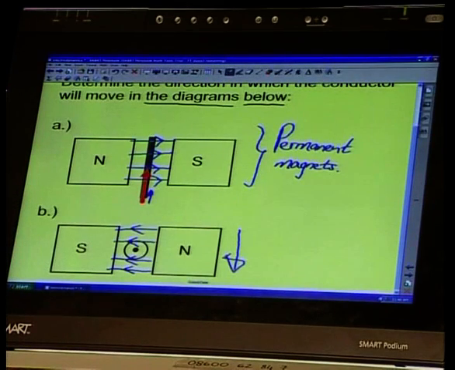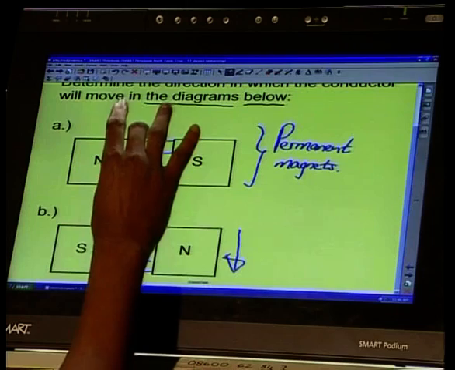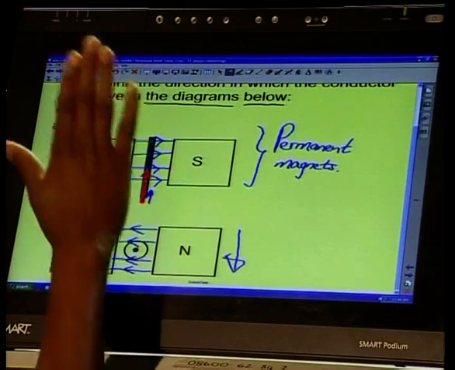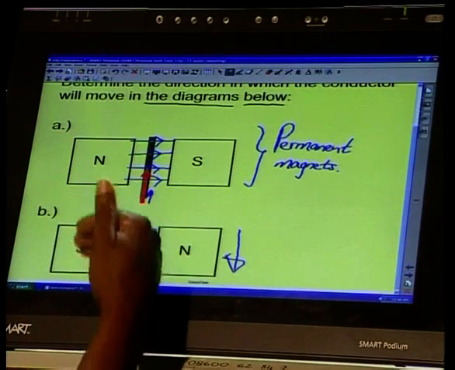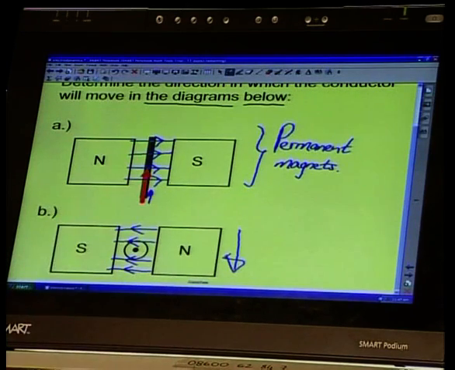If it starts moving, it will move in the direction in which it experiences that force. Here we found that the force that acts on the conductor is such that the conductor will be moving inwards. This one, the conductor is going to move downwards. So that is how we find the directions. Okay. Now, let's move on and let's look at another example.